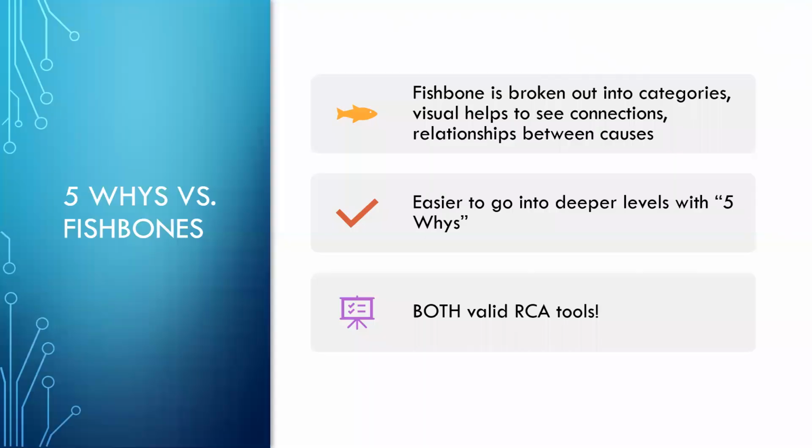Thank you, Joan. So one question you may be asking yourself, and one question I've heard before, is, well, what's the difference between these two methods that we just presented on? And there are a couple of differences. As you saw, the fishbone diagram is broken down into categories, which can really help visually to see the connections and the different relationships between various root causes. So it's a way to put some things in buckets and show how they're connected.